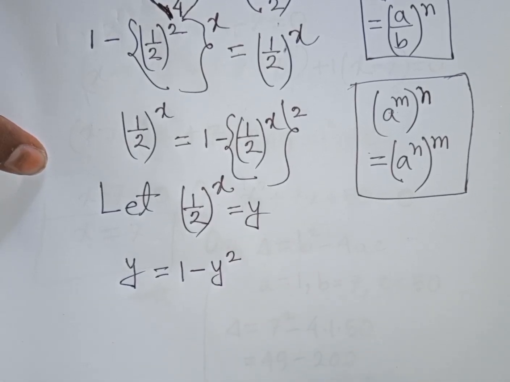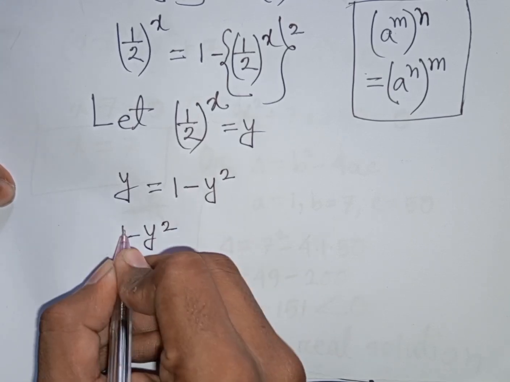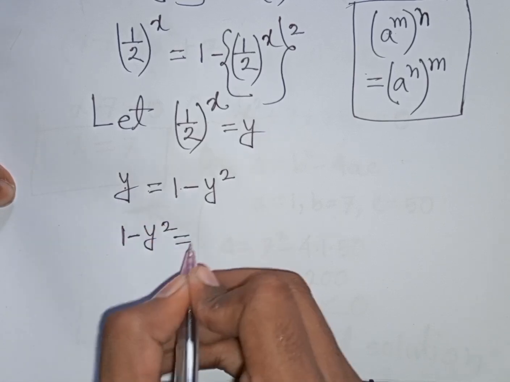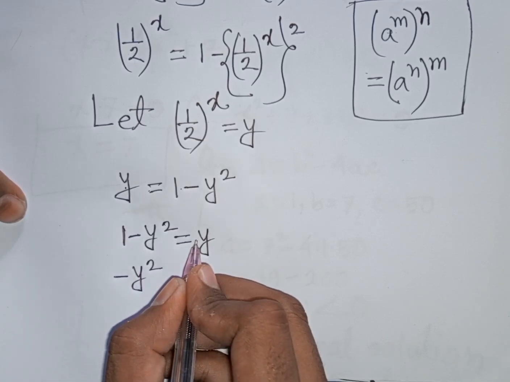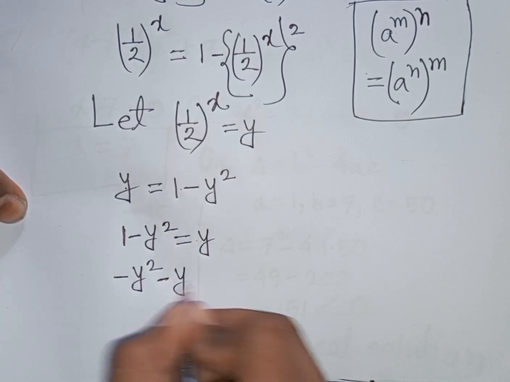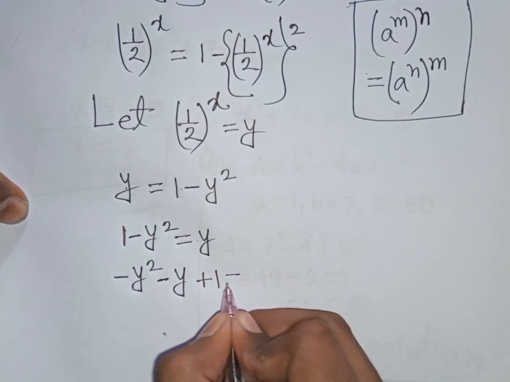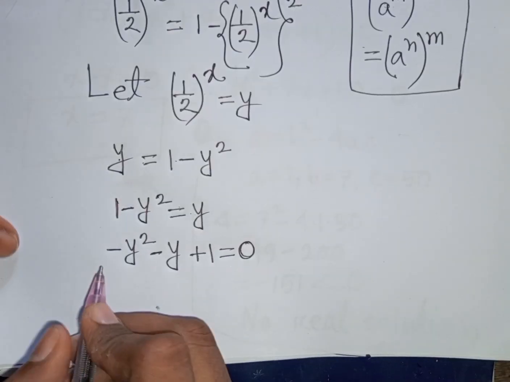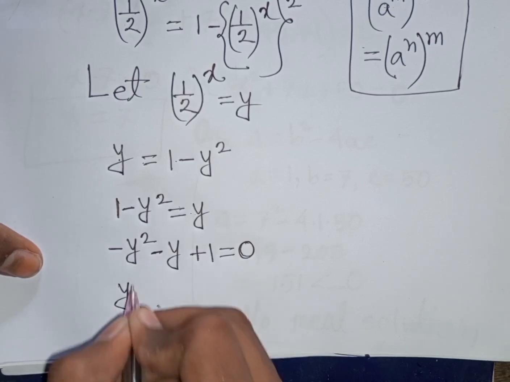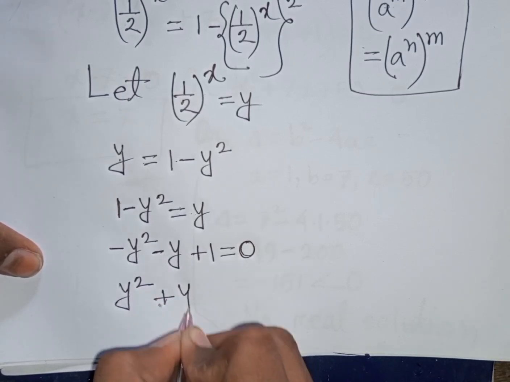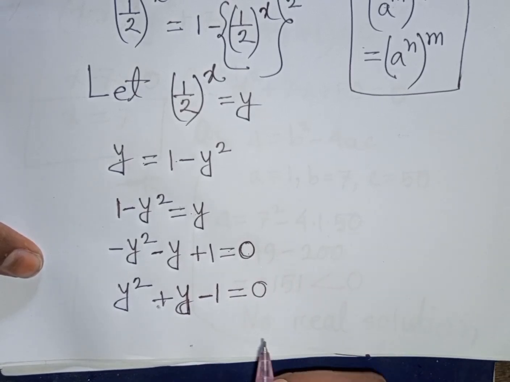Now I can write here 1 minus y^2 is equal to y. Now minus y^2, then this plus y take to the left side, so this will be minus y, then plus 1 is equal to 0. Now we multiply by minus 1 on both sides. So minus y^2 becomes plus y^2, minus y becomes plus y, then plus 1 becomes minus 1, is equal to 0.